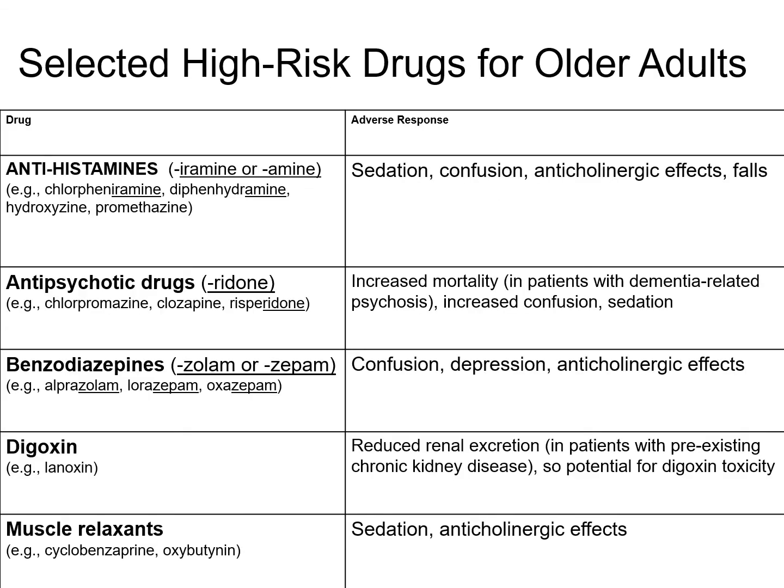Okay, and here's just a sampling of some medications that are considered high risk in older patients. But this is by no means a complete list. This is just an example. So antihistamines. We use antihistamines for allergic rashes. We use antihistamines for all kinds of allergic symptoms, such as runny nose, sneezing, insect bites, allergic drug reactions. These medications are very sedating.